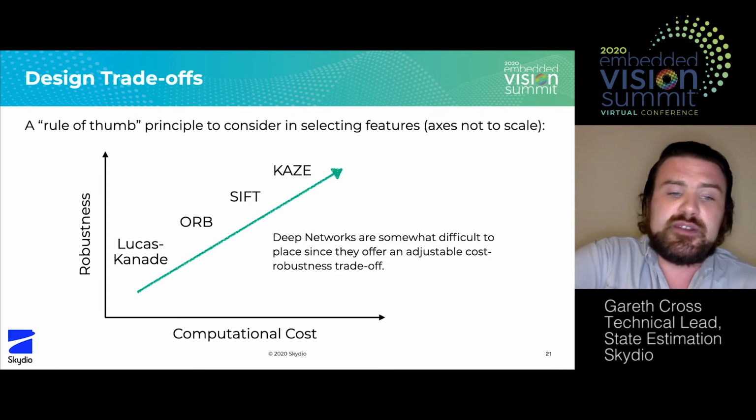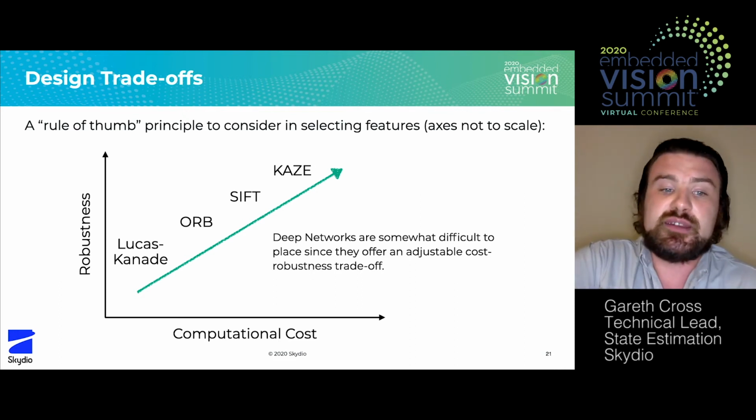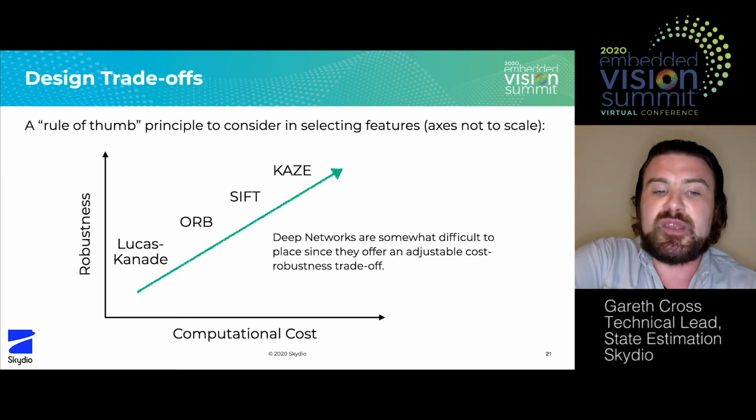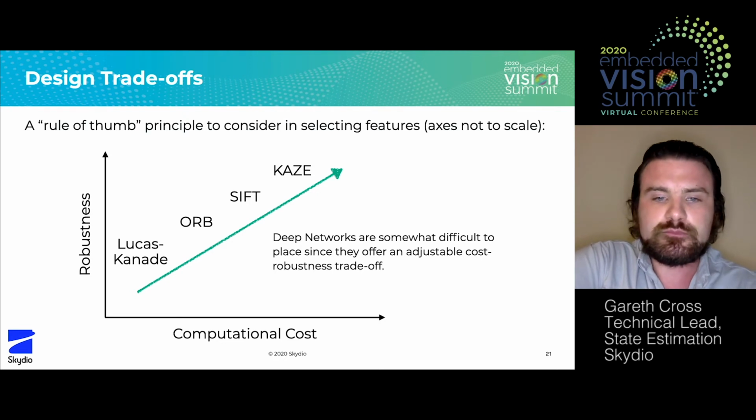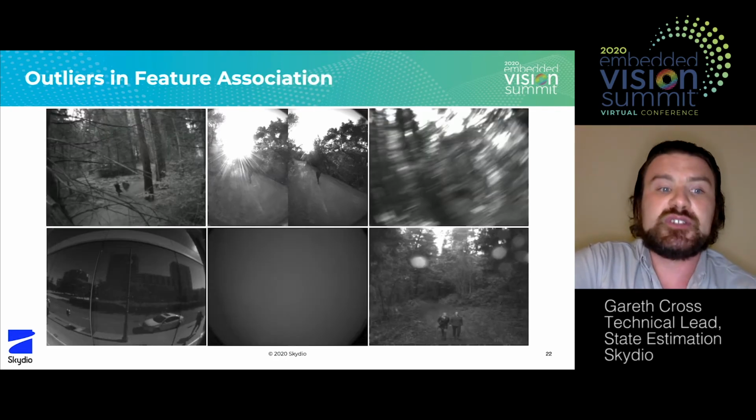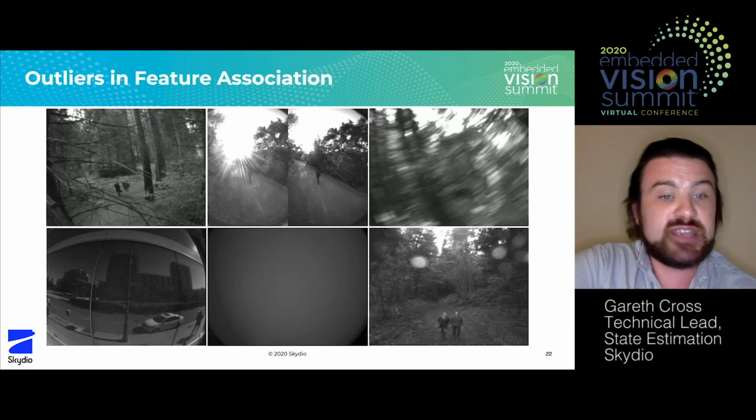But ultimately, there is an increase in computational cost associated with that. So it's something that you have to consider, and it's going to have implications downstream as well. So what are some real-world examples of outliers? Well, here are some taken from the Skydio drone.